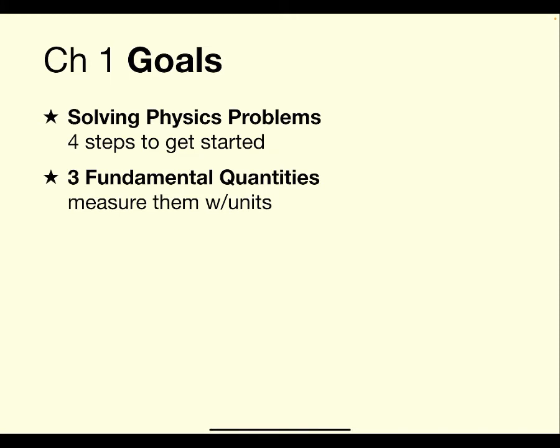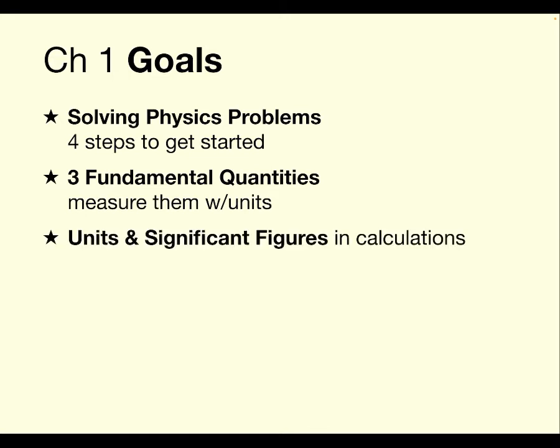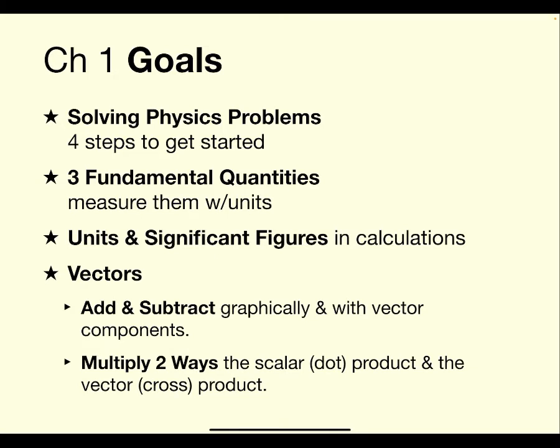We'll talk about 3 fundamental quantities that we talk about in physics, what we're starting with, and how to measure them with units. We're going to talk about significant figures and units and how to use them in calculations. We'll have a whole lab on significant figures and measurement. And we'll talk about vectors, which will probably be relatively long. We try to go over these because not everybody has had them before we started the class. So we'll first talk about adding and subtracting and what a vector means, and then we'll multiply them, because multiplying a vector is not the same as regular multiplication.